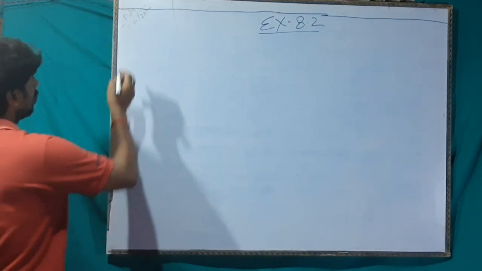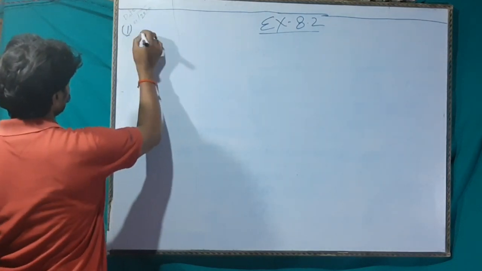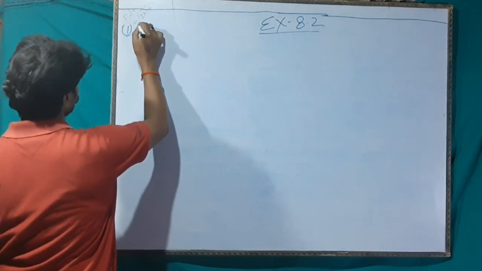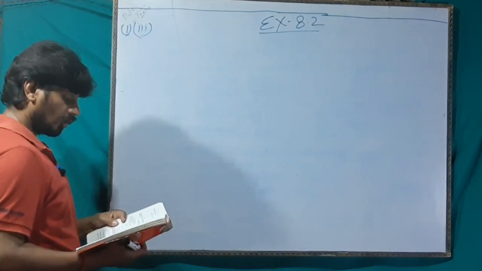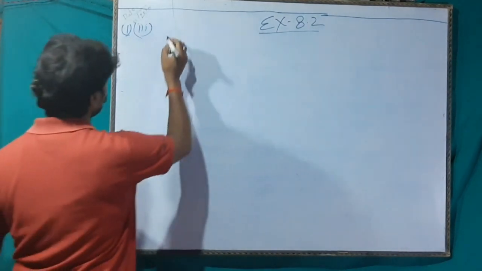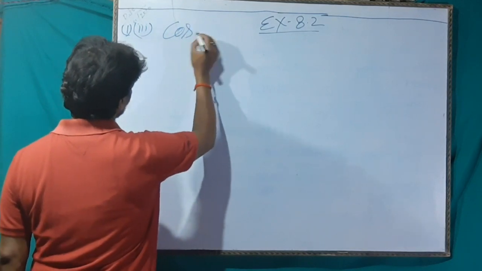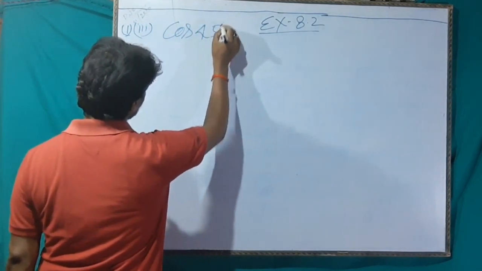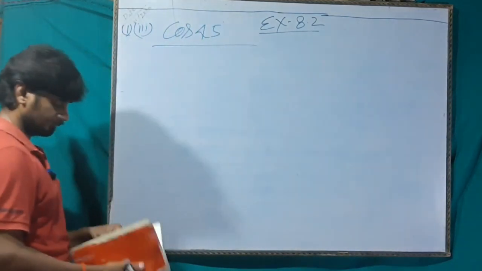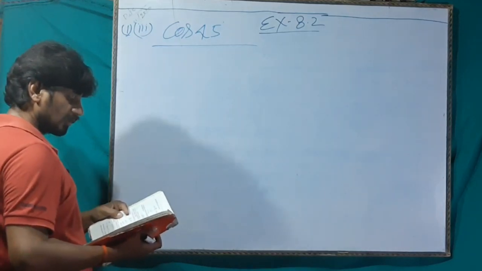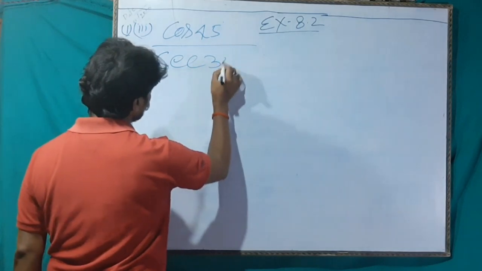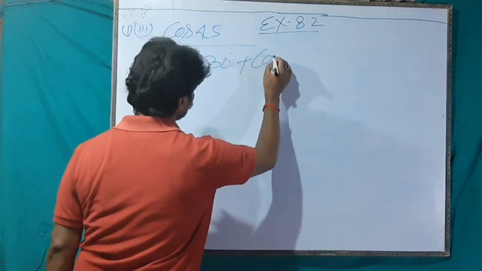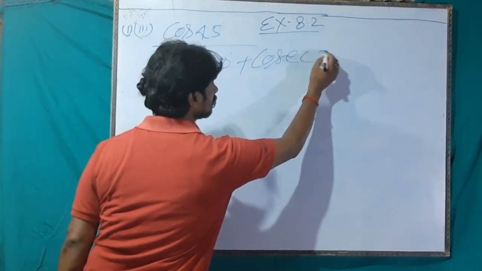Question number third of first: cos 45 degree by sec 30 degree plus cosec 30 degree.